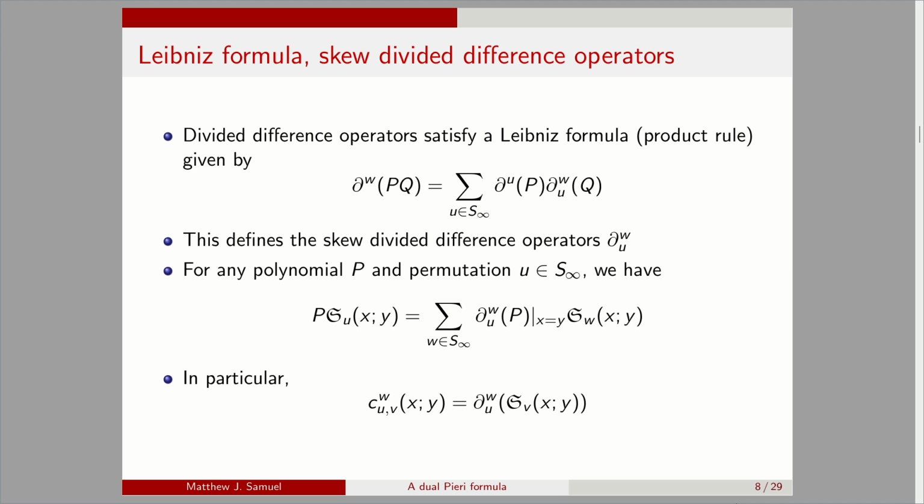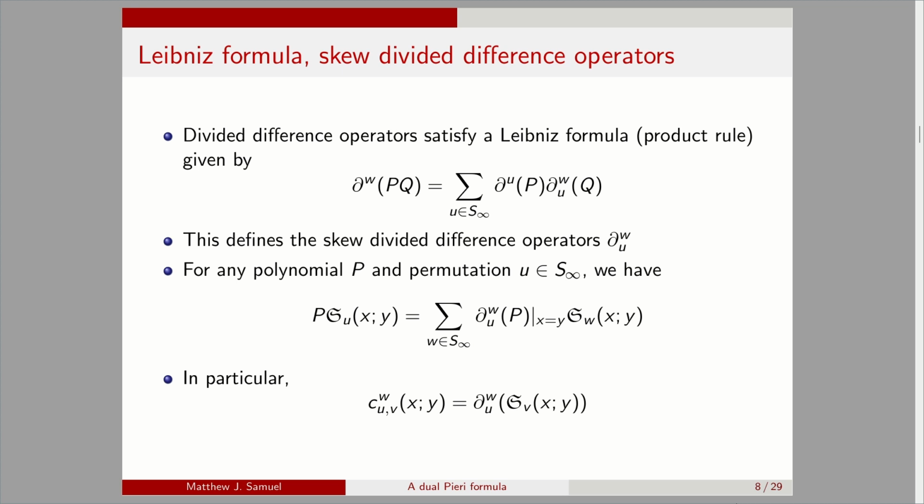So back to the divided difference operators, they satisfy a Leibniz formula, which is also known as a product rule, where if we take two polynomials p and q, partial_w applied to pq is the sum over all u in S_infinity of partial_u applied to p times this new operator partial_{uw} applied to q. So this is the definition of the skew divided difference operator partial_{uw}.